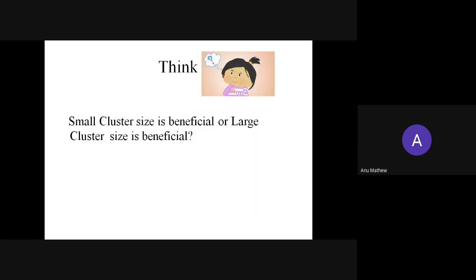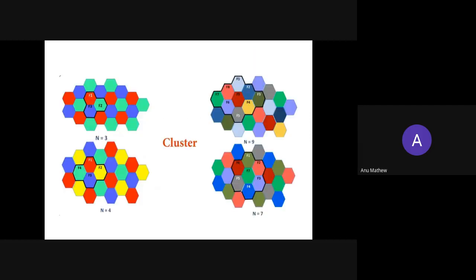So now you think: is a small cluster size beneficial or a large cluster size beneficial? We are assuming that all the cells are of equal size and hexagonal shape. I think you found an answer. We will see from this figure.